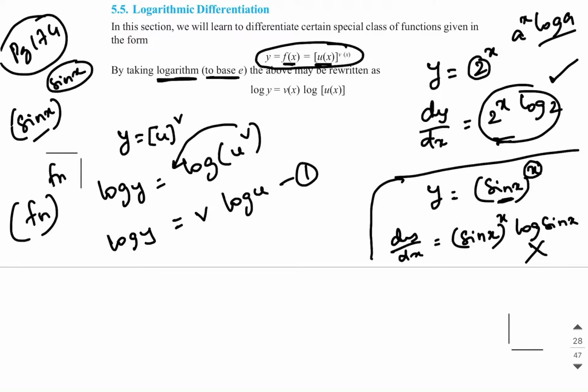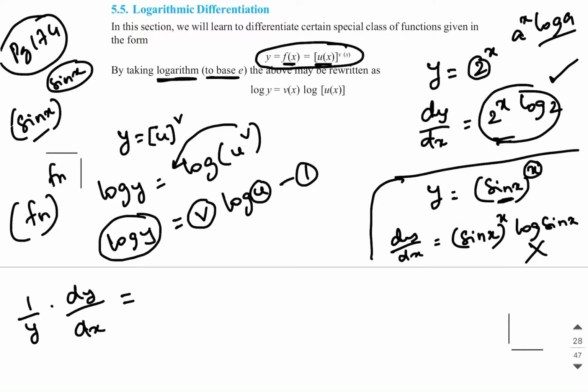Now what you are supposed to do is start differentiating on both the sides, because this will become like an implicit function. When you differentiate, you do it like this: 1 by y into dy by dx, since the derivative of log is 1 by the value, and y is inside. It is equal to, remember v is also a function of x, u is also a function of x, so you have to apply the product rule. So v into the first function, second function into the derivative of the second function, that is 1 by u into du by dx, plus the second function, that is log u, into the derivative of the first function.